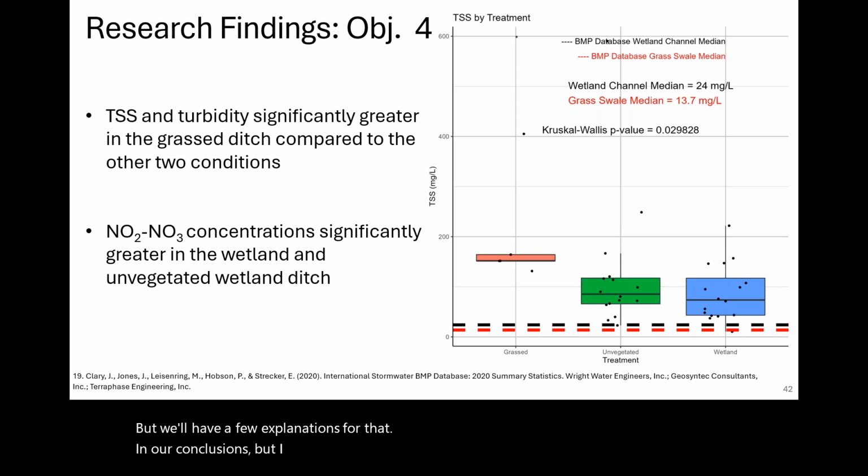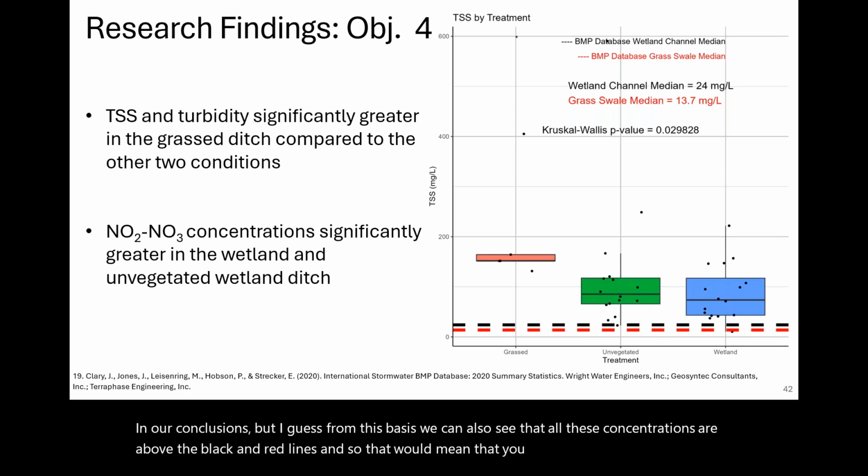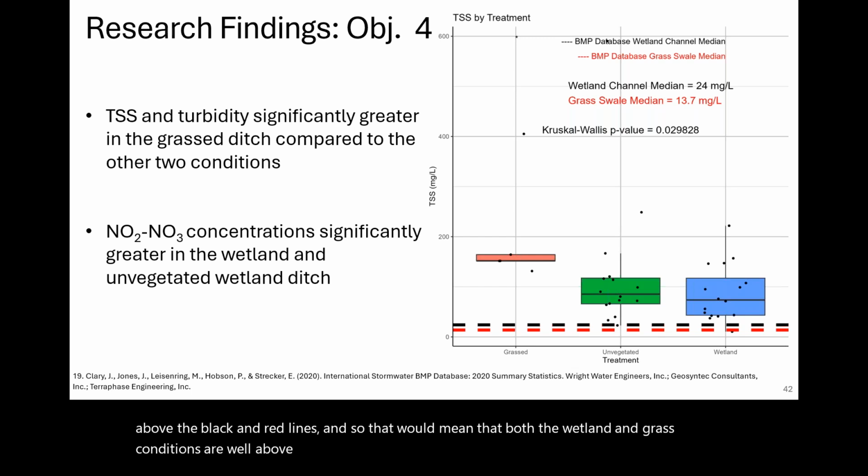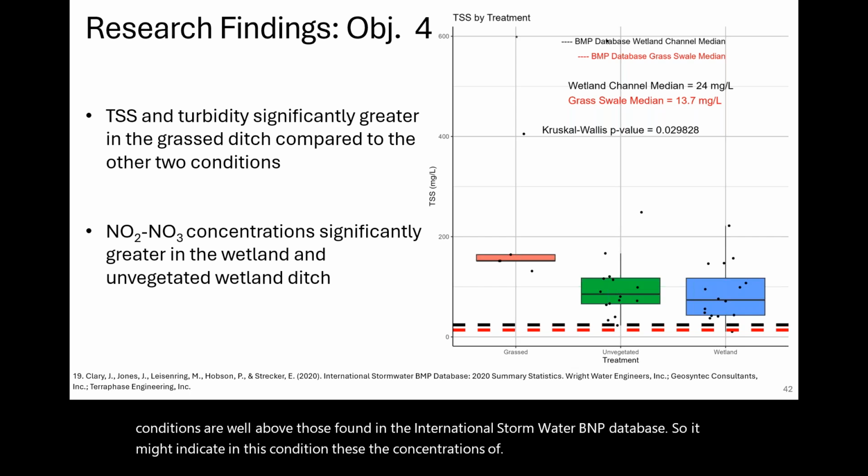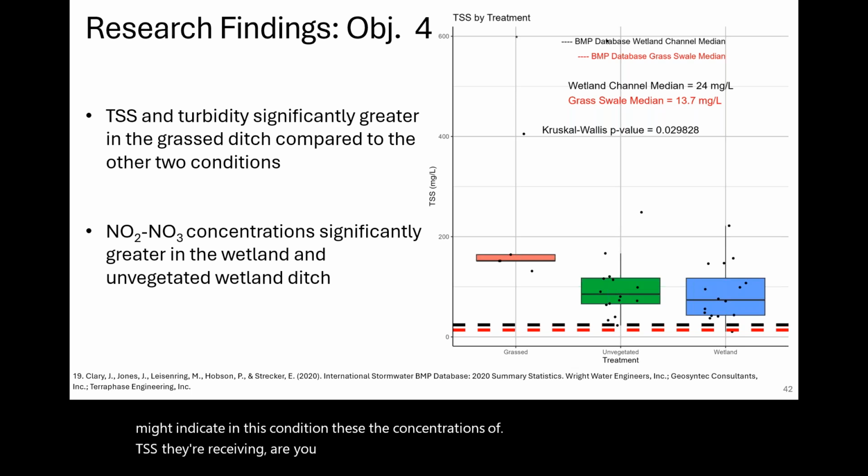But from this basis, we can also see that all of these concentrations are above the black and red lines. That would mean that both the wetland and grass conditions are well above those found in the International Stormwater BMP database. So it might indicate that the concentrations of TSS they're receiving are higher than you would typically receive in a typical roadside condition.